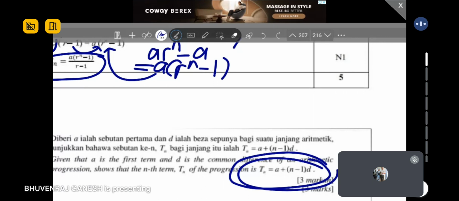Siapa boleh bagi tahu? Sangat senang. Very easy also. So siapa boleh bagi tahu? Satu perkataan saja cukup. One answer, one word also enough. You just tell me what is the method.